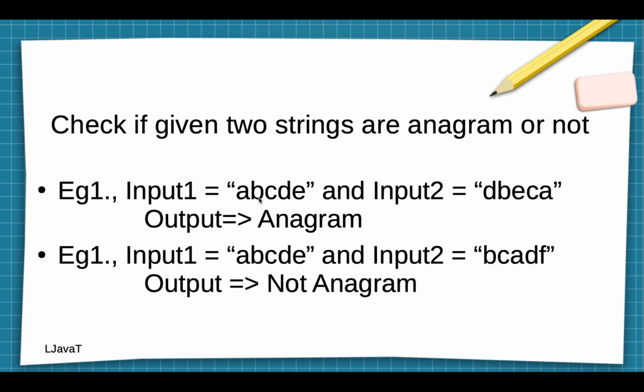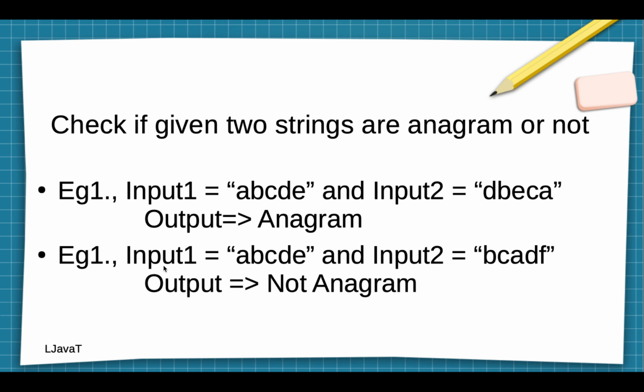So we are going to check whether all the characters in input 1 are present in input 2 or not. So here we have A, B, C, D and E in both. All the characters which are present in input 1 are present in input 2 also. So we are going to output it as anagram.